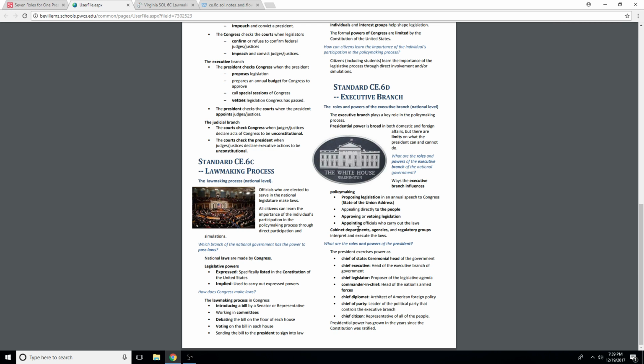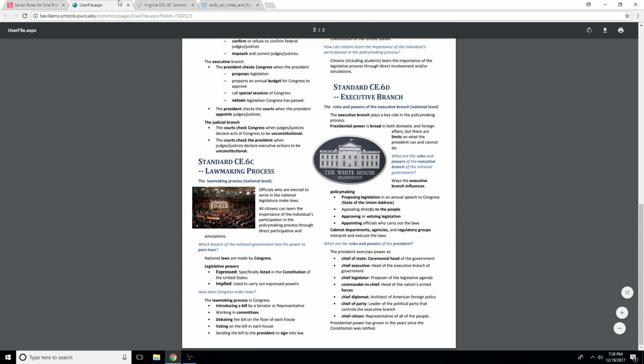His cabinet department, we talked about this one in class today, helps to execute the laws or enforce the laws or carry out the laws. There's that State of the Union address. You guys know we can approve and veto by now. So there's really that one. All right.